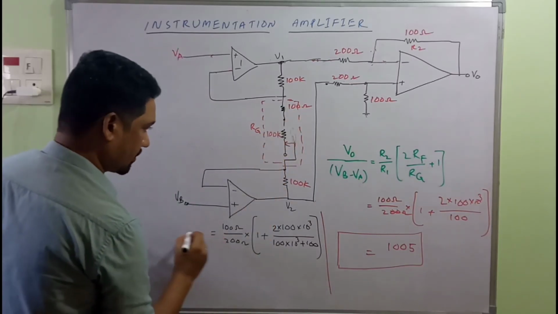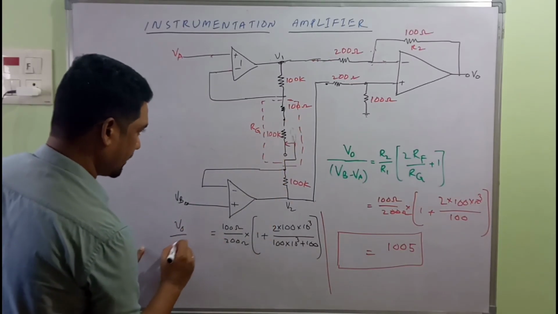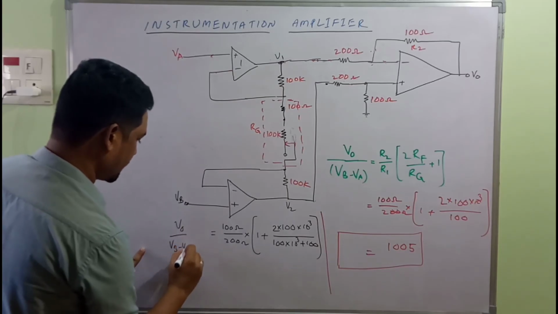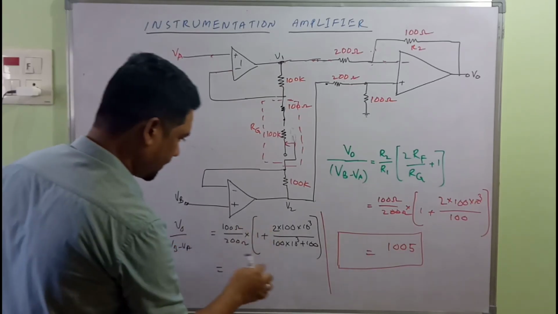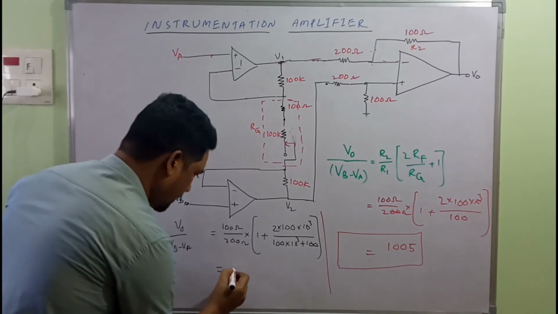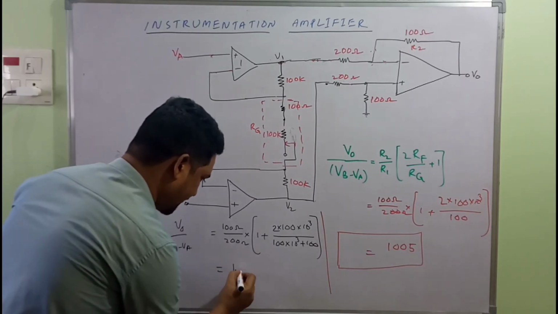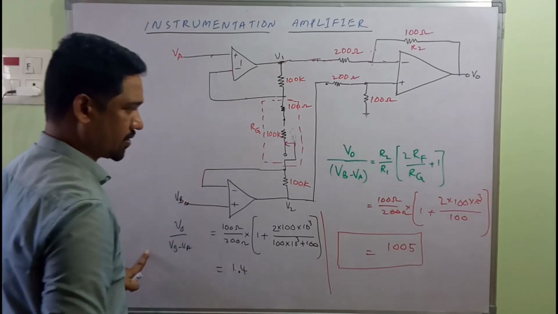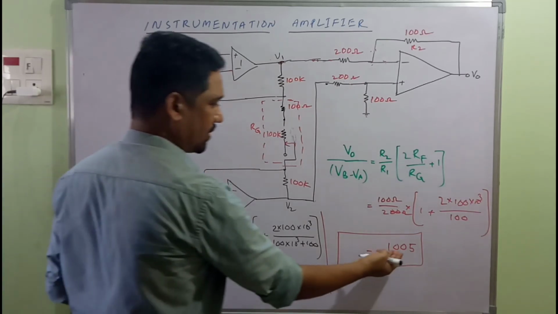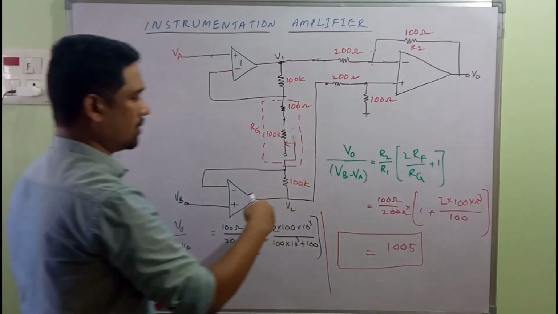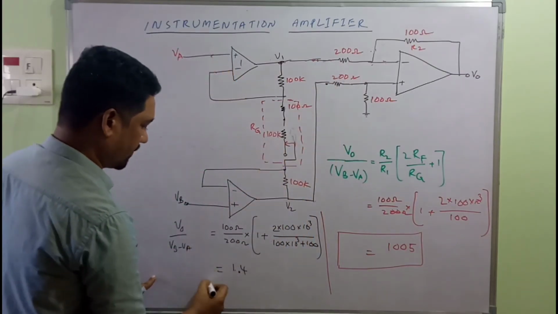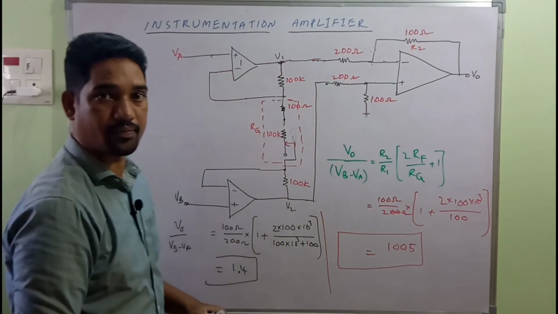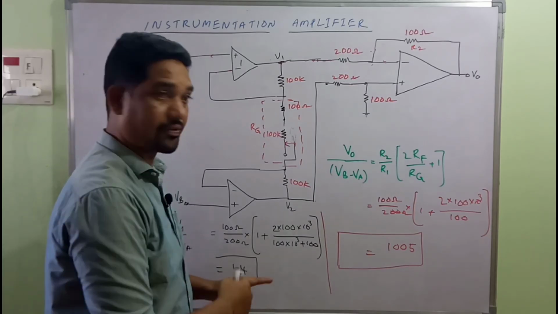Now this will be the gain, V0 by VB minus VA. Simplifying this, it should be 1.549 something, a decimal, around 1.4 something. Now this will be the maximum value of gain for the instrumentation amplifier, and this will be the minimum value of gain that can be varied. Make a note, please, a very important one.